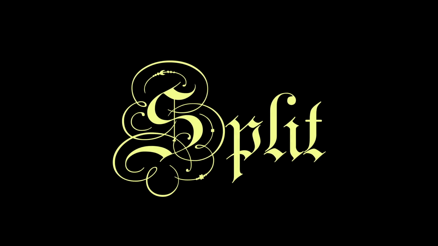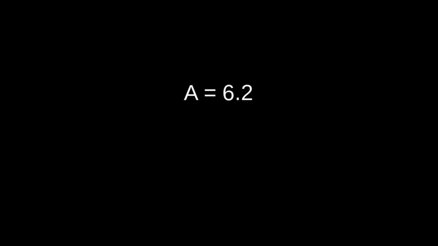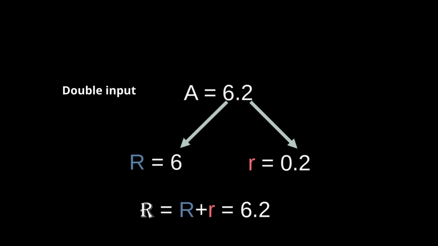Let's talk about split and mul12, these little helper functions. Let's say that we've got a double A set to 6.2 and we want to split it into two halves. So we want somehow to isolate the 6 in the upper half of a double-double version and then the 0.2 in the lower half. How would we go about this? Well, there is a quick way of doing this that you might be able to conceive. I'll show that at the end, but Dekker's method is more clever and a little bit more flexible. So it's an interesting technique. We'll go through that first.